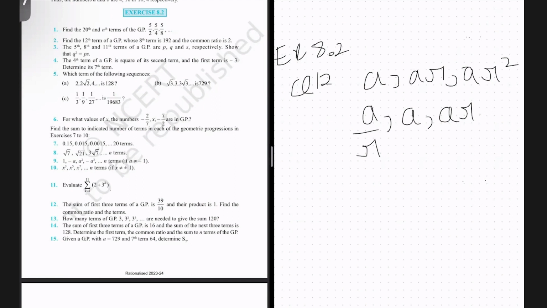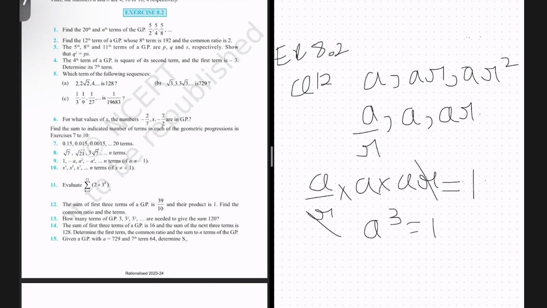We have been told that the product is 1. So let us multiply these three terms and equate that to 1. I have A by R into A into AR. R and R get cancelled, and on the RHS I have 1. So I have A cube equating to 1. When A cube equals 1, I know for a fact that A equals 1.